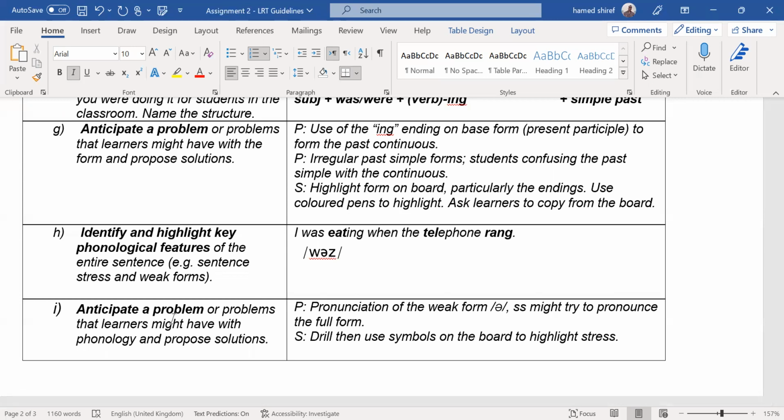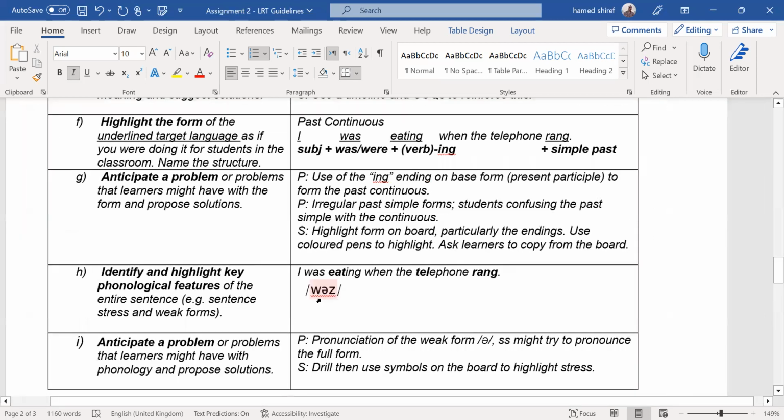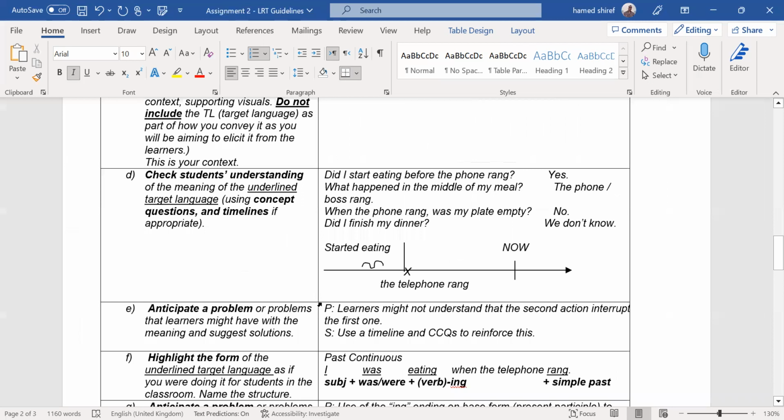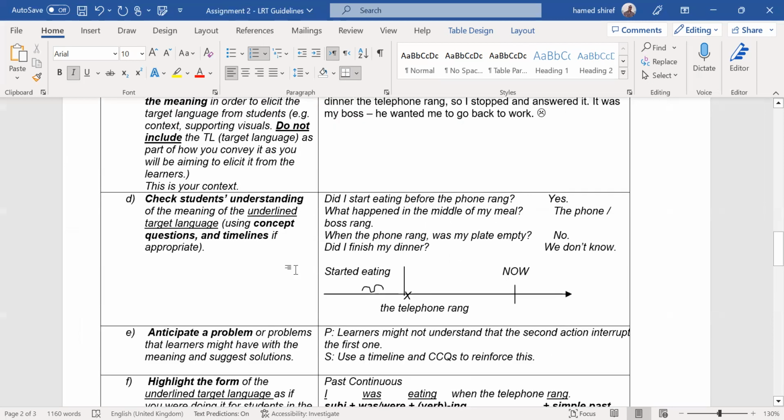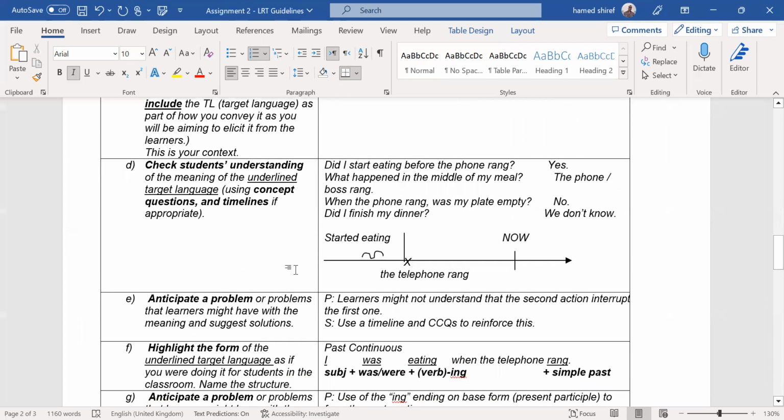And again, make sure the pronunciation problem is related to the features you mentioned previously. Like, for example, if you say to students in the phonological features, was should be weak, like I was eating. So one of the problems might be that students might overpronounce the weak form and make the strong form or a full form. So this might be one of the problems. Now, this is basically an example on grammar, and you will be doing the exact same thing in your language analysis. Again, it might differ from a center to another regarding the format, but the components stay the same.